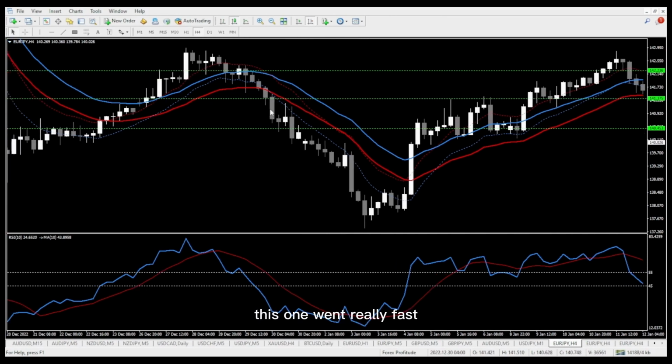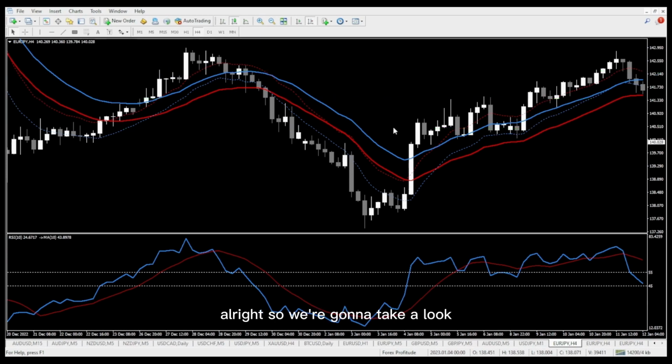This one went really fast. It only took 2 candles to get to that profit target. When you've got the momentum on your side, oftentimes these trades don't need to last very long in order to hit your profit target. All right, so we're going to take a look at trailing your stop loss.